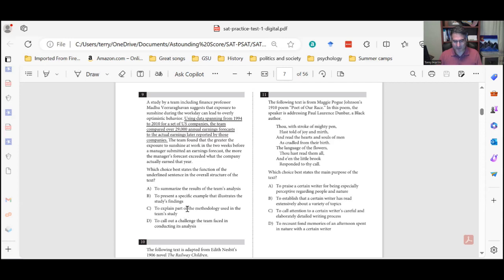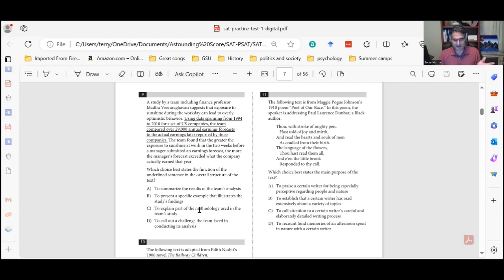C, to explain part of the methodology used in the team study. So what did they do? They used data from 1994 to 2010, and they compared the forecast to the actual results. So that is certainly methodology there. If you don't know what that word means, you better, because it's going to come up on the SAT in these kinds of questions. It might even come up in other kinds of questions too, but I see that word a lot on the SAT. So it's looking at the methods that are used.